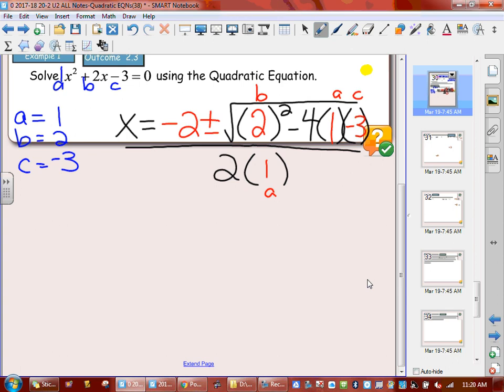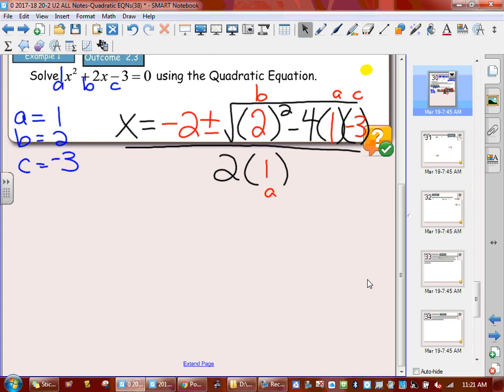So with the quadratic formula, we have a root sign. Root signs behave like brackets in BEDMAS, which means you have to solve underneath them first to get it to one number under there. Okay? So that's exactly what we're going to do. We're going to do BEDMAS under here. Okay? Everything else is going to get written the same.